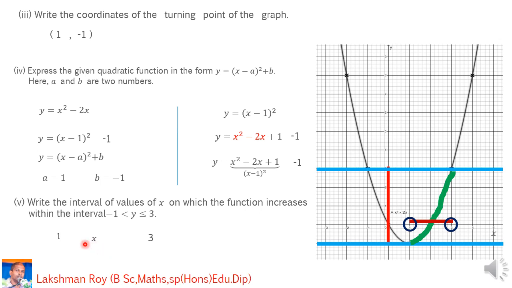Now for the inequality, let's take the +1. We want these values. These values are greater than 1. So the x range is greater than 1. This is not an equal mark. Then take the 3. 3 is here. You can see. We want these values, which means these values are less than 3. Here the equal mark is there, therefore less than or equal to 3, right? So that is nice, that is easy.